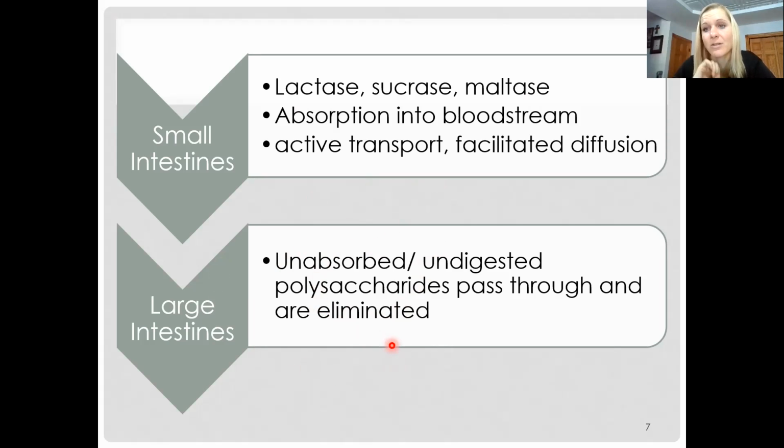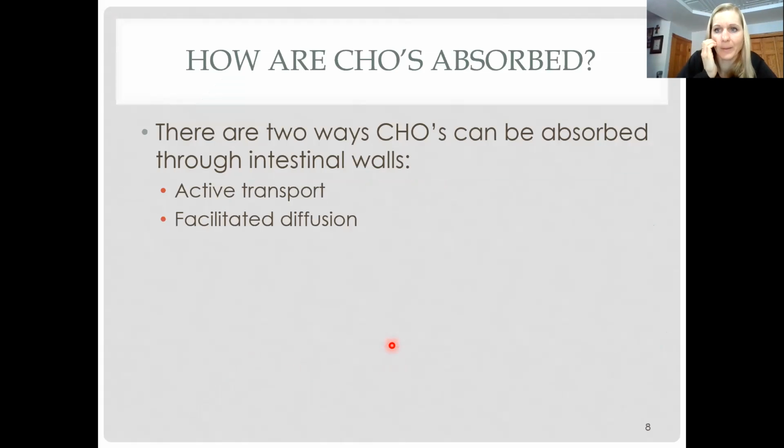If a molecule gets to the large intestines, it is going to pass through the system and be eliminated as a waste product. Okay, so again, we mentioned that these carbohydrates, or these monosaccharides, are going to be absorbed, which means they're going to move from the digestive tract into the bloodstream. And this will occur through two processes. So one process is known as active transport, and one process is known as facilitated diffusion. Okay, we have three different monosaccharides, and we're going to take a look at which ones move through active transport and which move through facilitated diffusion.